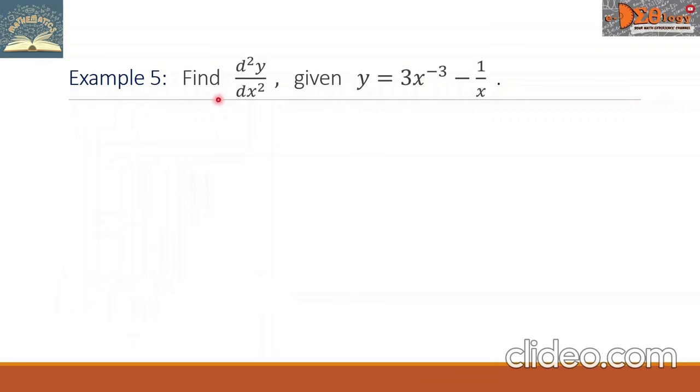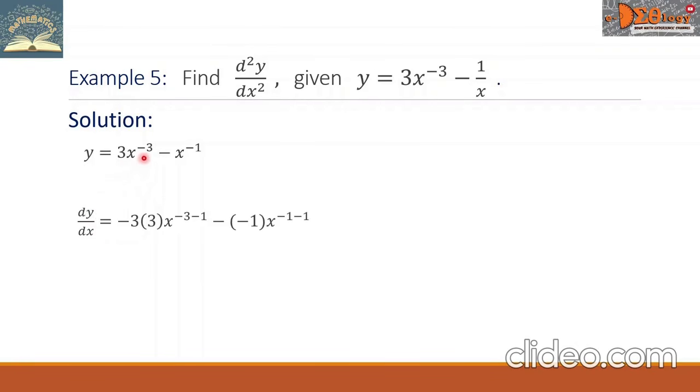Example 5. Find the second derivative given y equals 3x raised to negative 3 minus 1 over x. Let us rewrite the given function. With this fraction, we can write this as x raised to negative 1. And then let us now start with the first derivative, dy over dx.